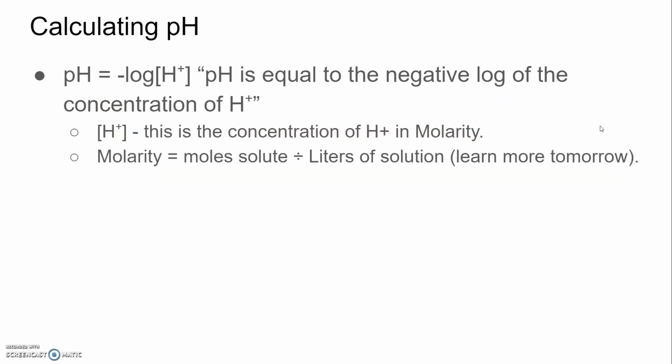All right, so we looked at how we can determine it experimentally, but we can also calculate the pH. You can calculate the pH by using this equation: pH is equal to the negative log of the concentration of H+. So what do we mean by concentration of H+? Concentration is measured in something called molarity, which you're going to learn about later. That's the moles of the solute, the thing that's being dissolved, divided by the liters, or the volume, of the solution. If you know the concentration of H+ in solution, you can plug it into this equation, negative log, and you can get your pH that way.